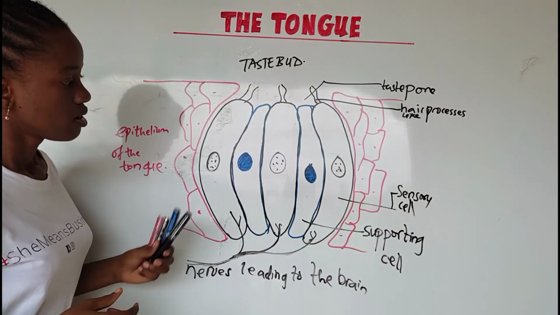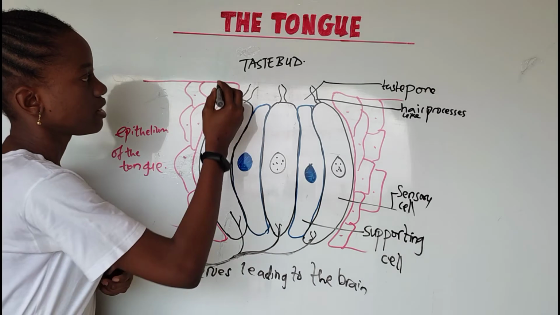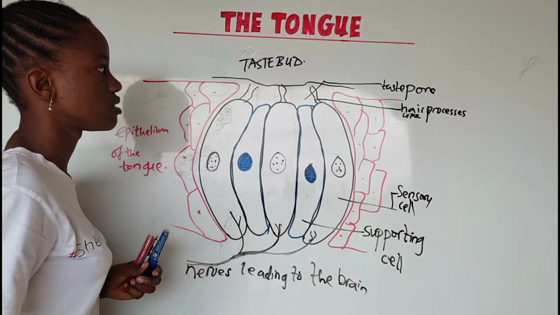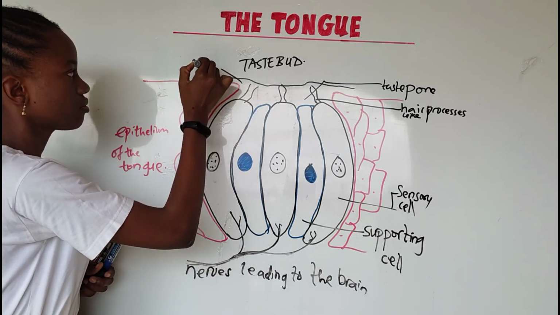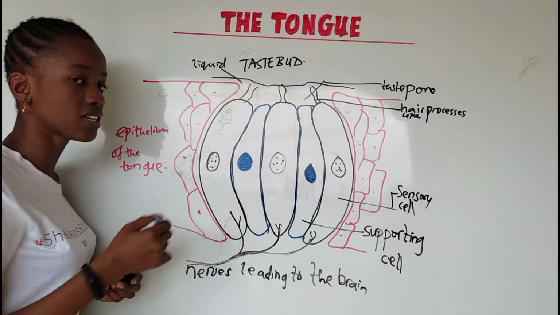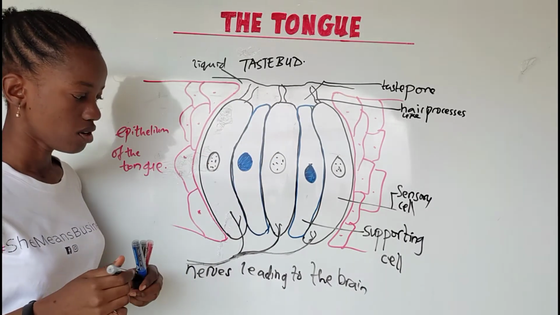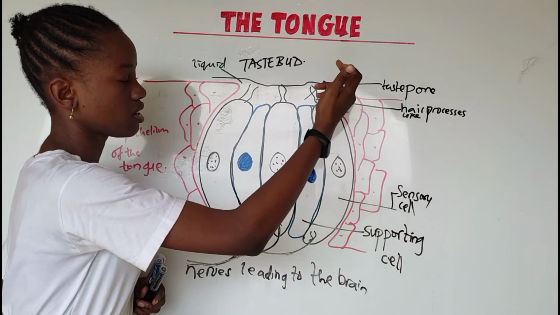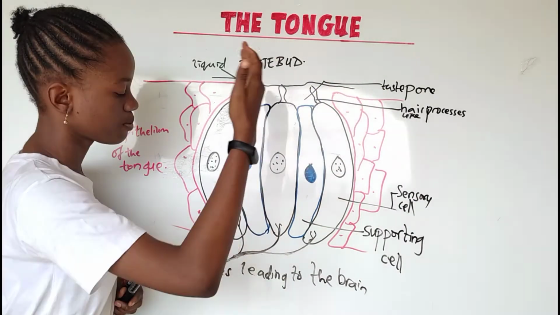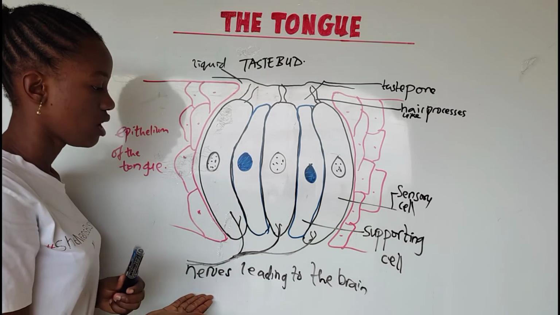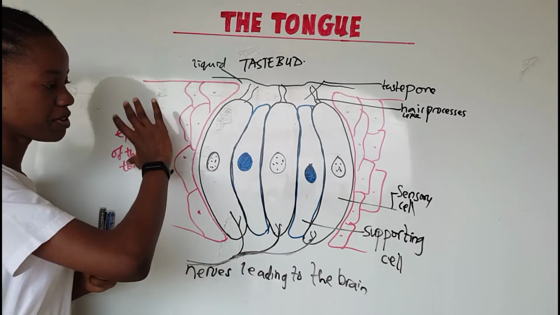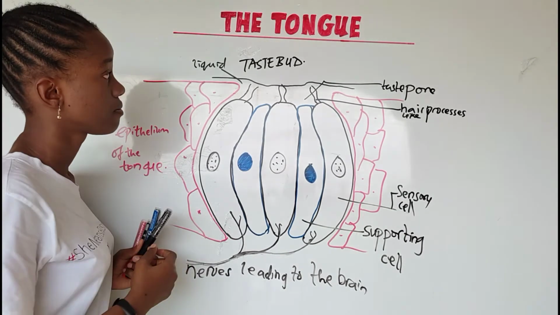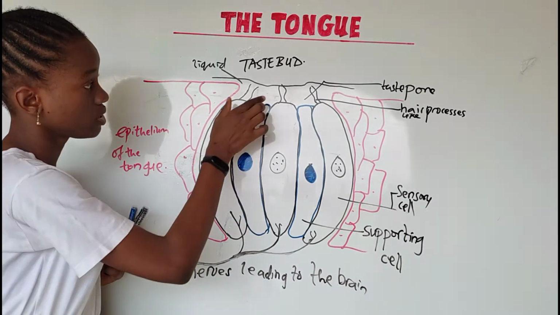So this is the taste bud, and we have to know that there's a liquid substance that covers this. We'll find out later that this is actually important. So these are the parts: the supporting cells, the sensory cells, the hair processes, the taste pore, the liquid, the nerves leading to the brain, and the epithelium.